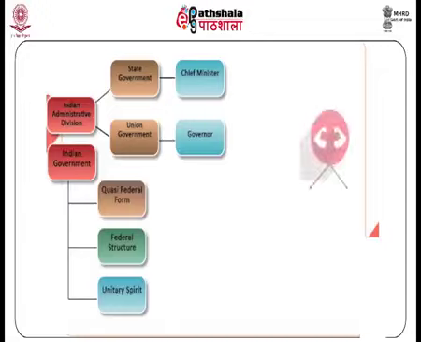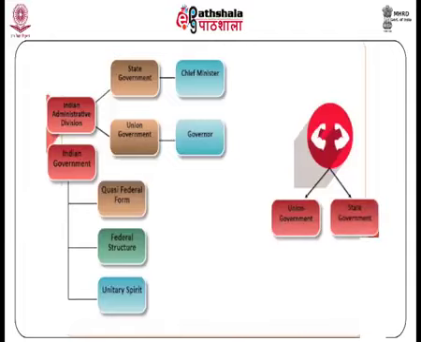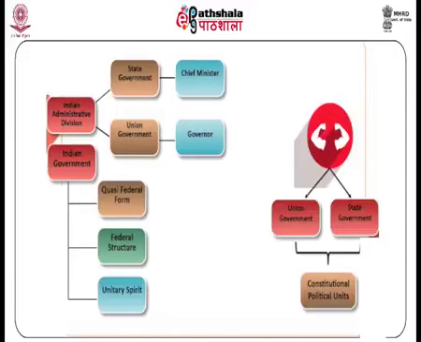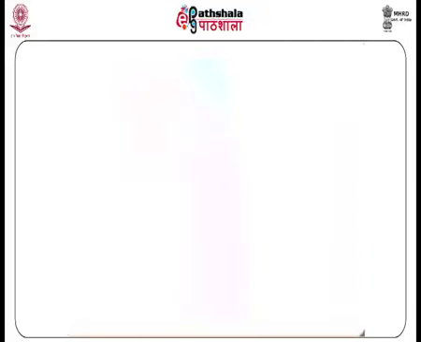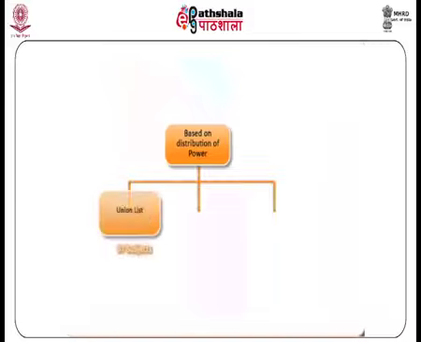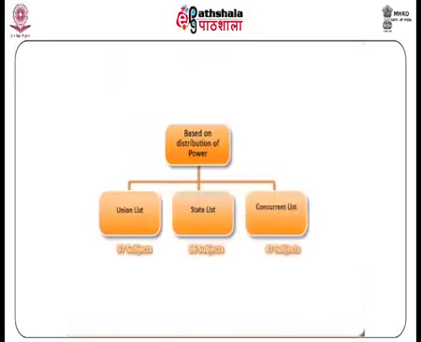In the federal form of government, the power is divided between a union and states as constitutional political units. These two levels of government are interdependent and share sovereignty. The federal system also provides that the Constitution is the supreme power of the land. Based on the distribution of power between the central government and the state government, there are three lists: the union list, state list, and concurrent list.